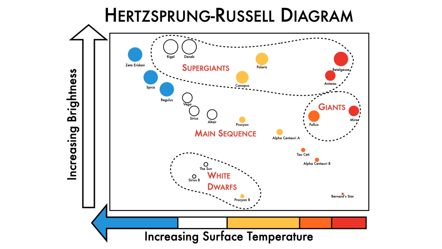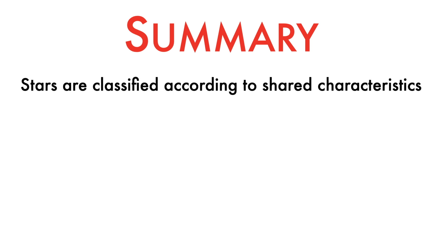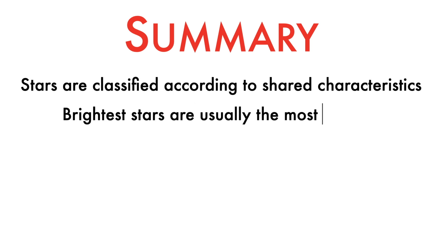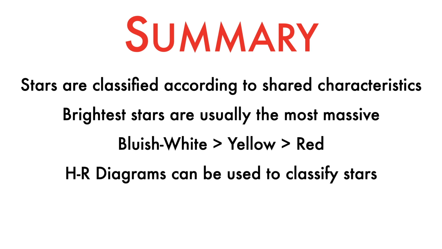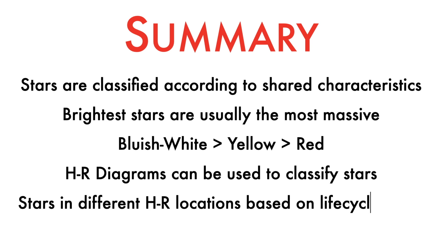So to recap, stars can be classified according to shared qualities or characteristics. The brightest stars are usually the most massive. A star's color is closely related to its temperature, and the hottest stars are bluish-white, while the coolest stars are yellow and red. The Hertzsprung-Russell diagram provides a useful way to classify stars by these characteristics, and stars can be found at different locations on the Hertzsprung-Russell diagram depending on the current stage of their life cycle.